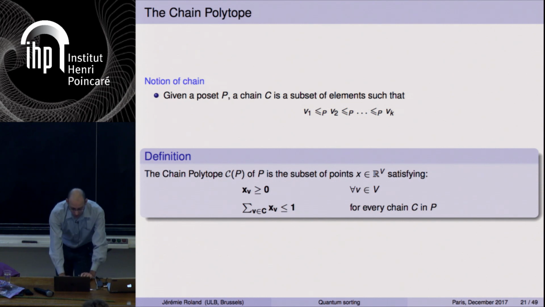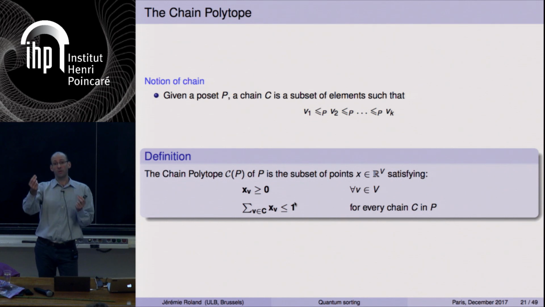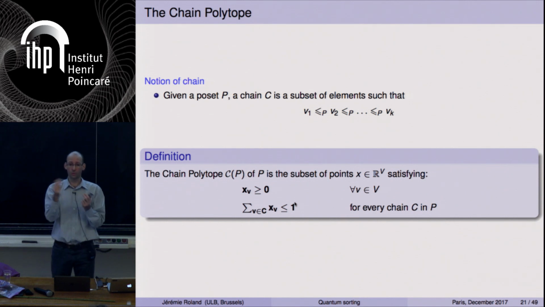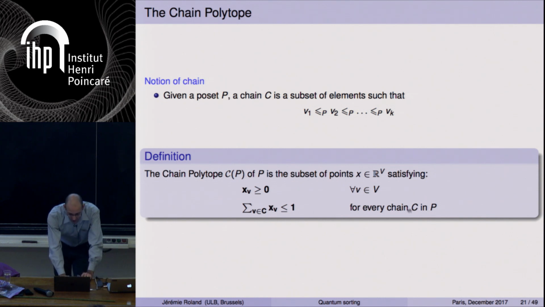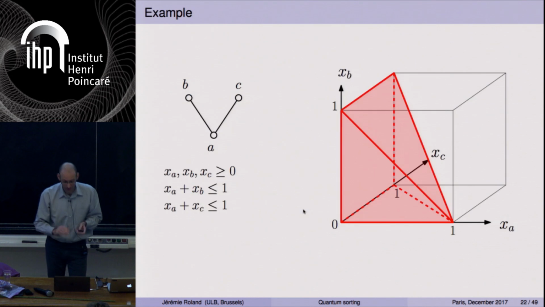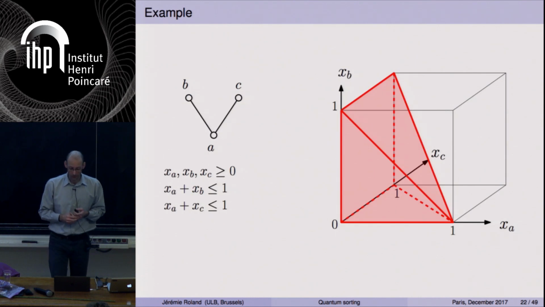And then the chain polytope is again a subset of the hypercube, but the constraint now is that whenever I have a subset of points which make a chain, the sum of their coordinates should be less than 1. So for every chain C in P, the sum over V in C of XV should be less than 1. This is the definition, but it's maybe clearer with an example.